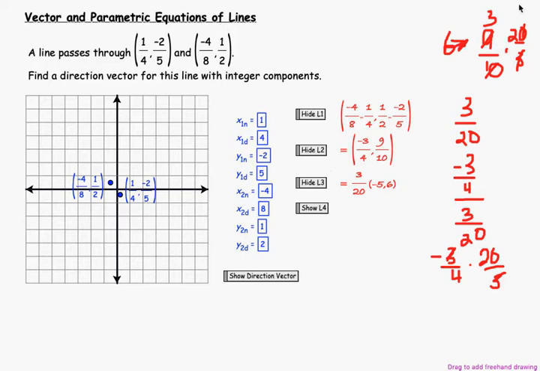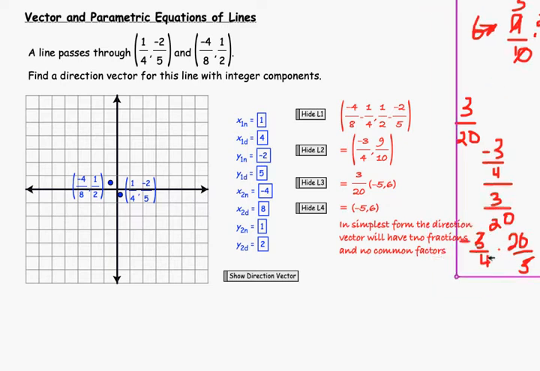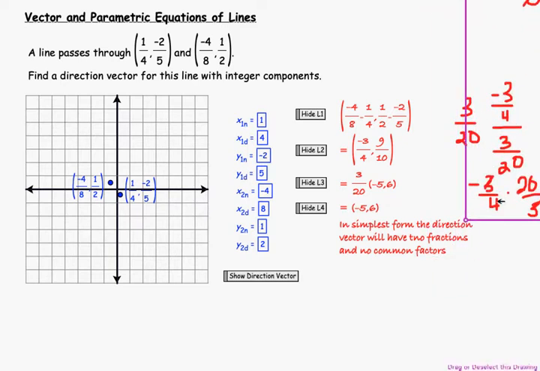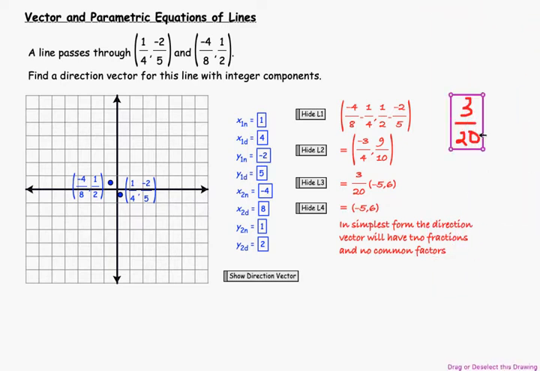So now that we've cleaned that up, we can see that this piece here is my direction vector. Let me clear some of this out of the way now. I think I'll just delete that after I showed you how to do that. So now we can see this direction vector here has integer components. It is in simplest form, no fractions and no common denominators.